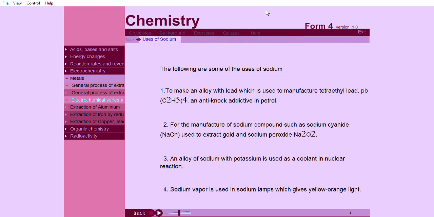Sodium is used to make an alloy with lead, which is used to manufacture tetraethyl lead, an anti-knock additive in petrol. It is used for the manufacture of sodium compounds such as sodium cyanide, used to extract gold, and sodium peroxide. An alloy of sodium with potassium is used as a coolant in nuclear reactors. Sodium vapor is used in sodium lamps, which give yellow-orange light.